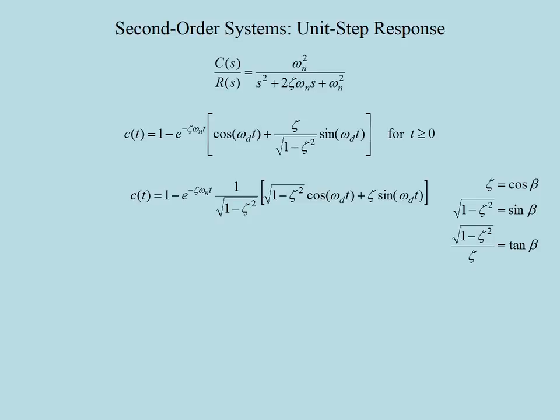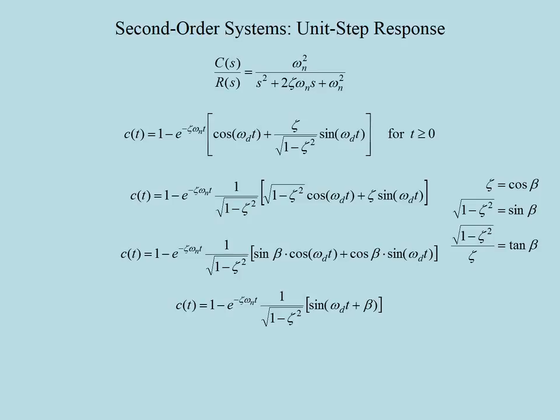We can now substitute cosine beta and sine beta into the expression for C of t, and then we can use the sine formula for sum of two angles to obtain C of t in a more compact form. And finally, beta is most conveniently expressed by using the formula for tangent beta.